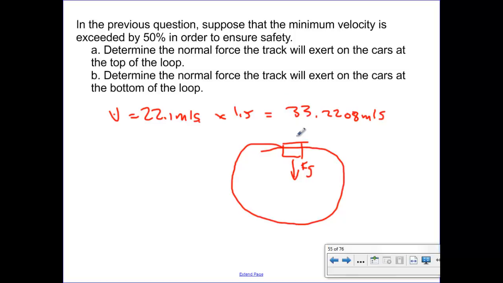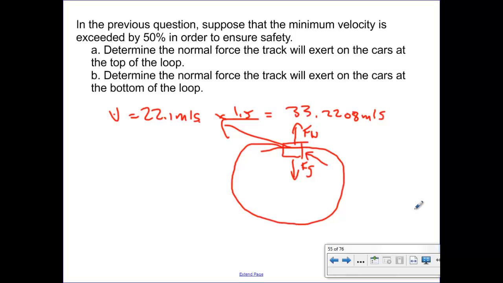Does that make sense? And so really what should have been happening here is there should have been a normal force as well, where the cars are actually pressing into the track. If that track were to break, this would be horrible, but the cars would then take off in that direction there. So this is a little different than the last example.